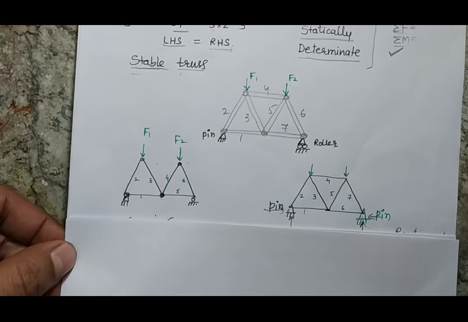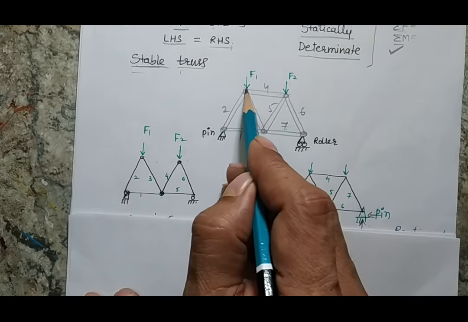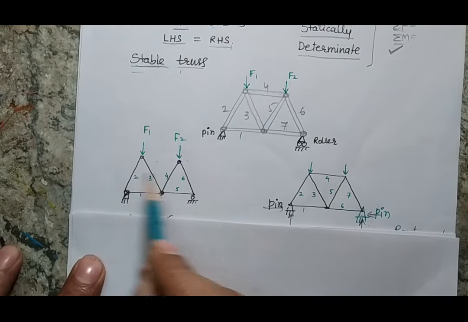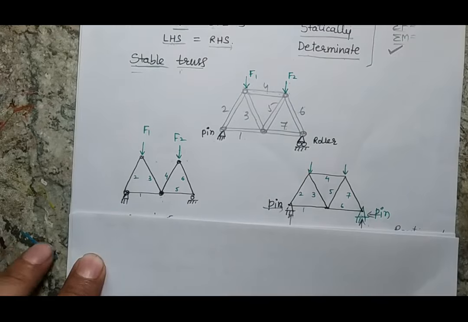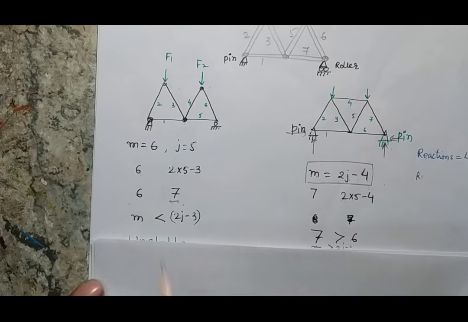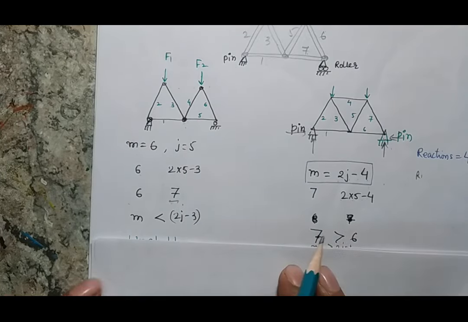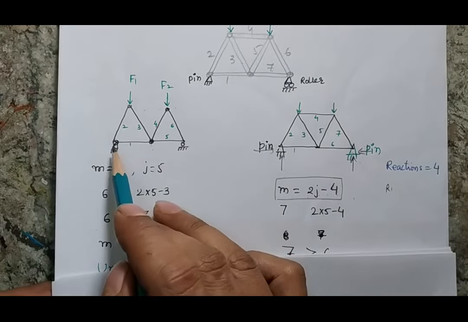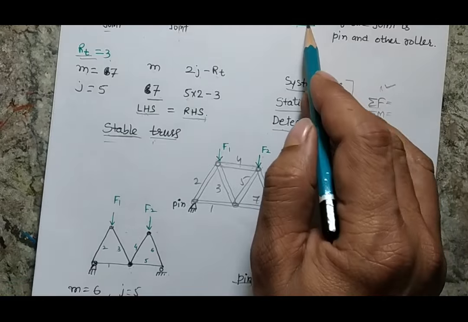But suppose I am going to remove one of the members. Suppose I remove the top member. Now my truss will look like this. Now again, if I apply the stability criteria on my truss, I now have 6 members but the joints are 5. So I will balance the LHS and RHS using the M = 2J - 3 formula, because the joints are still roller and pin joints, so I can apply this formula.